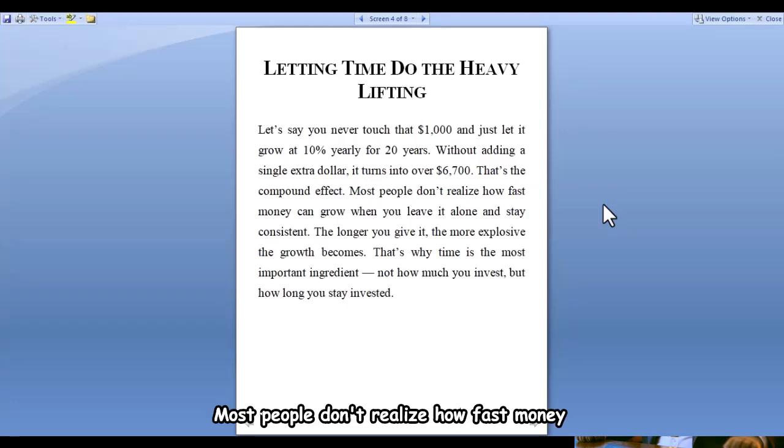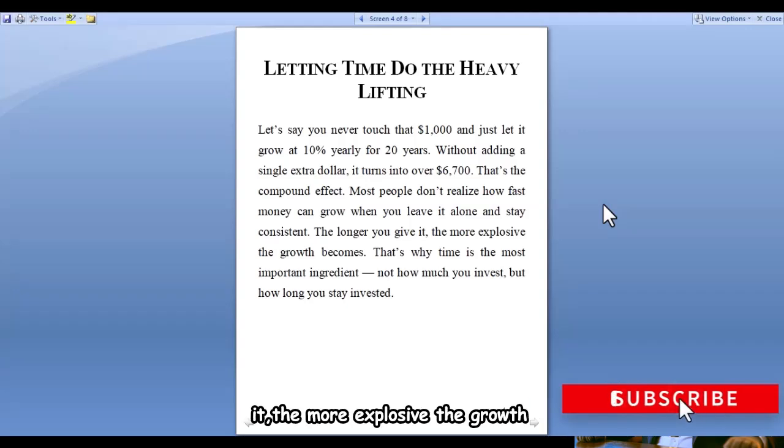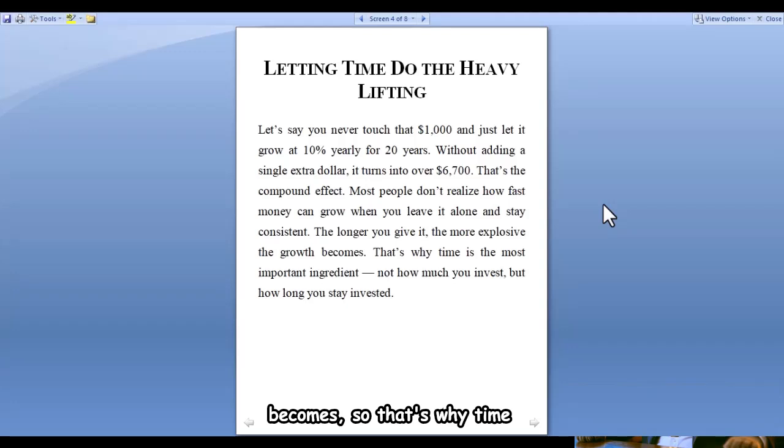Most people don't realize how fast money can grow when you leave it alone and stay consistent. The longer you give it, the more explosive the growth becomes. So that's why time is the most important ingredient. Not how much you invest, but how long you stay invested. So now let's go to the next page.